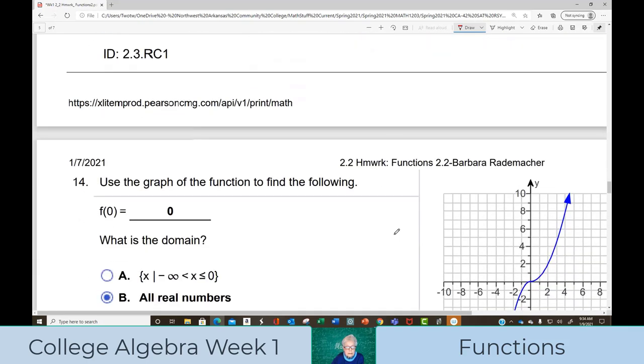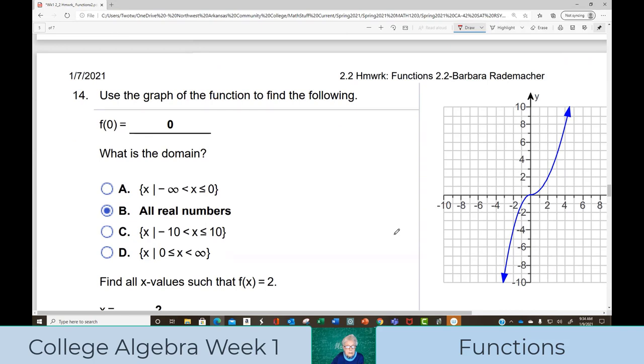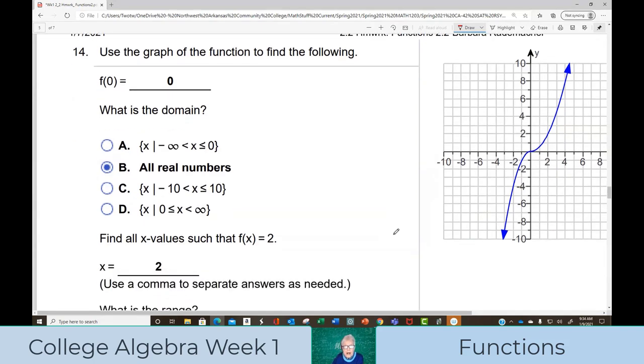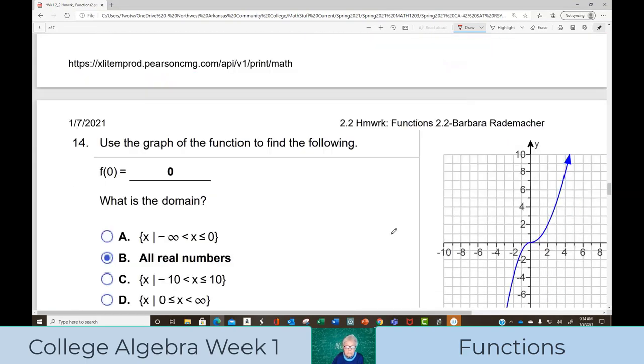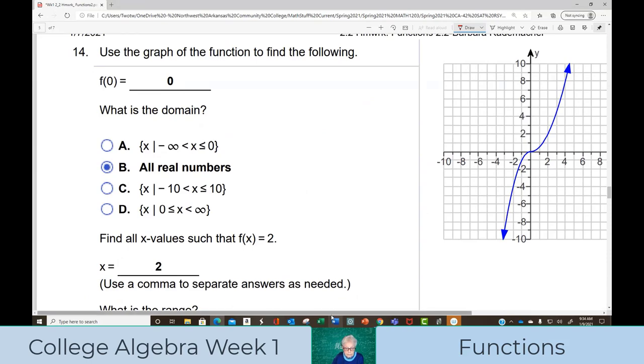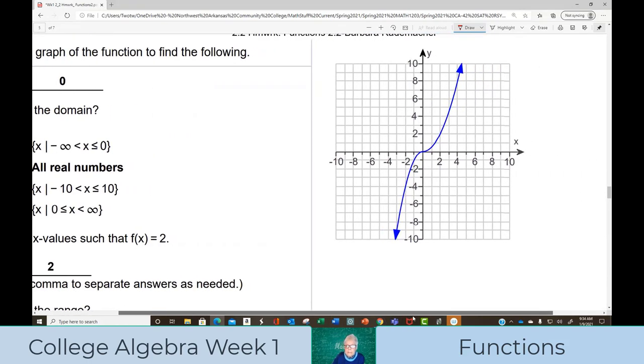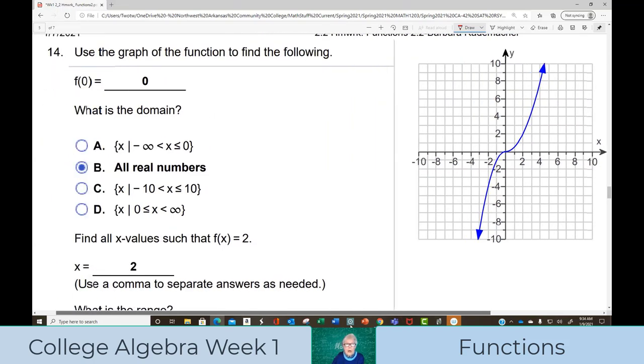Okay, now let's look at this. Use the graph to find the following. And then it's going to ask us about the domain. So f of 0 equals what? Remember, this is the question. I printed this with all the answers, but you don't know this going into it. F of 0. This is always going to be the X coordinate. This is going to be the X coordinate where the graph is when you're asking about the Y coordinate.